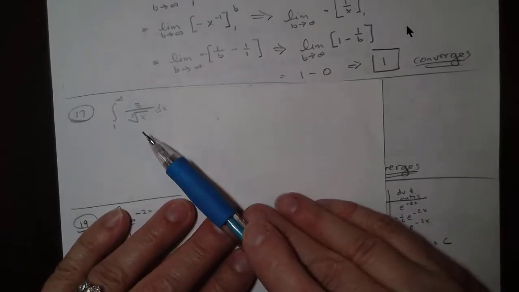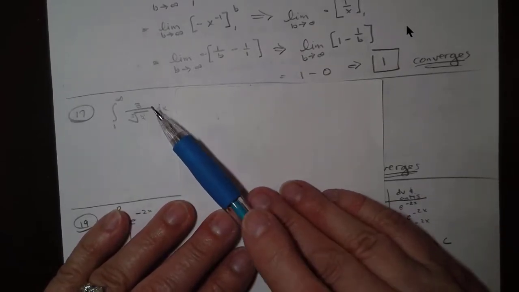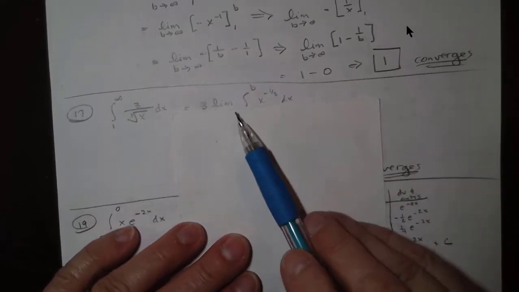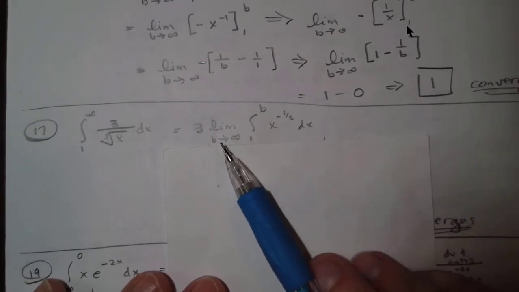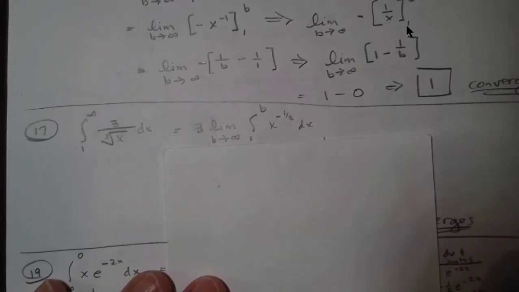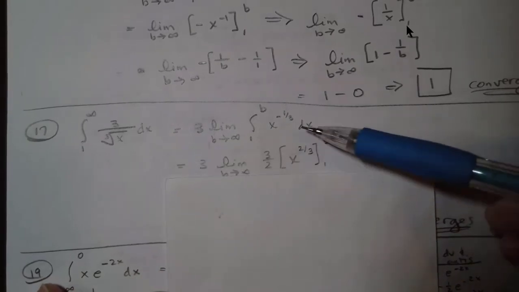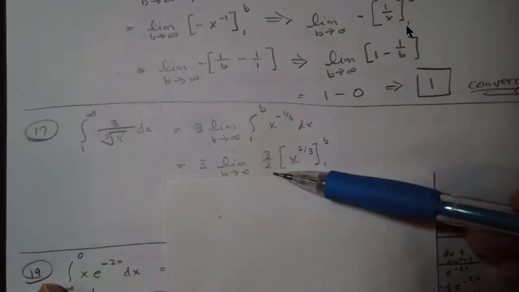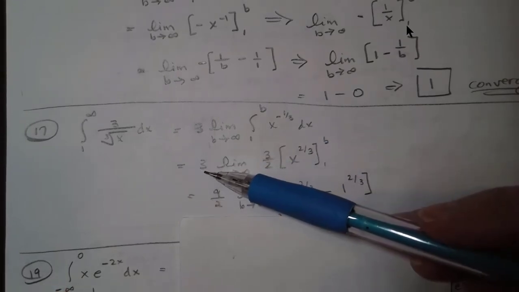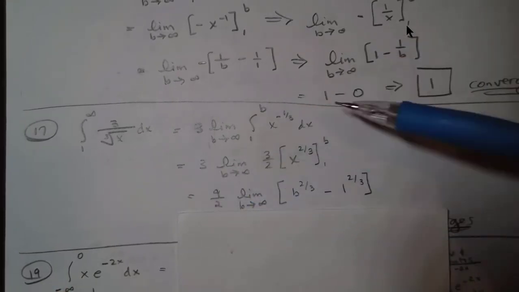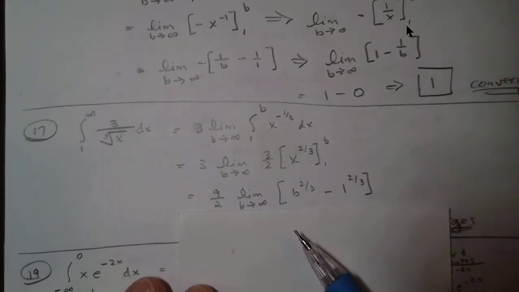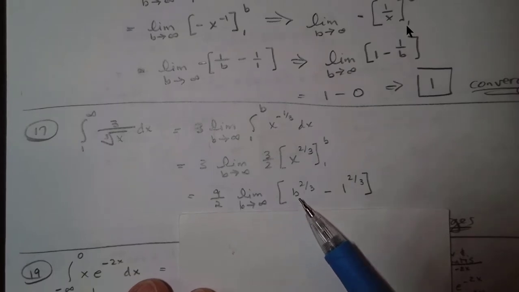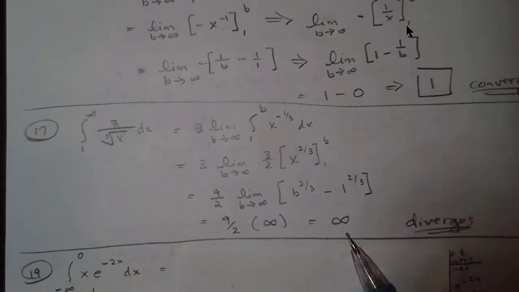Number 17, the integral from 1 to infinity of 3 over the cube root of x. We want to write that as, I'm going to bring that 3 out, write it as x to the negative 1/3. The limit as b goes to infinity from 1 to b. Anti-differentiate that. That's going to give us x to the 2/3 with a coefficient of 3/2, which I'm going to go ahead and bring out in front. The limit as b goes to infinity of substitute b minus substitute 1. Now, as b goes to infinity, this is an infinite number to a power which is still infinite. So this diverges.